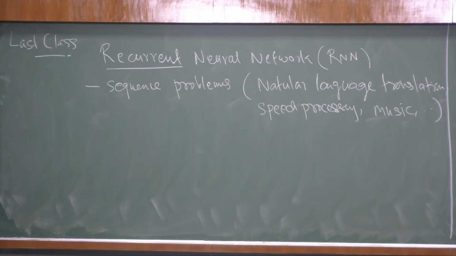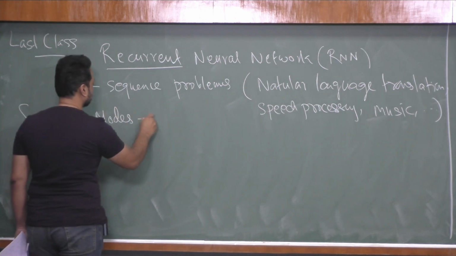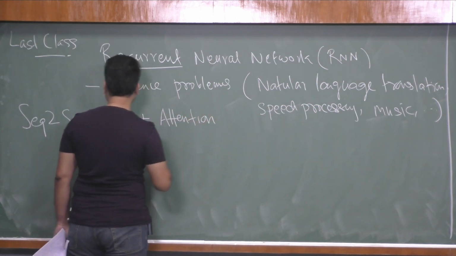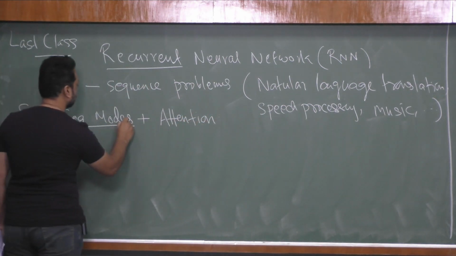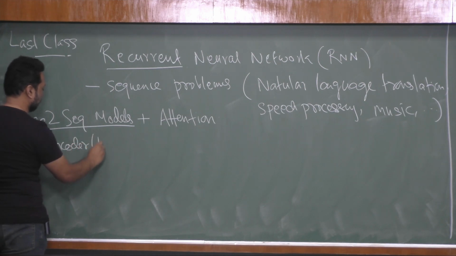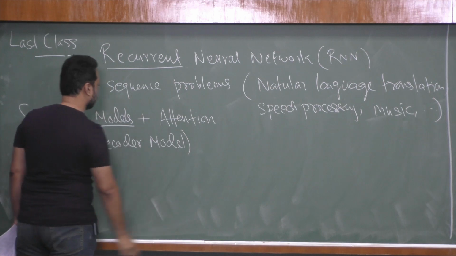So in the same class, there is an extension. We usually call them Seq2Seq models. And then there is a further extension to this, which is called attention. That is mostly useful when you're doing natural language translation. So basically it's also called the encoder-decoder model. We will see this in detail, why it's called so.